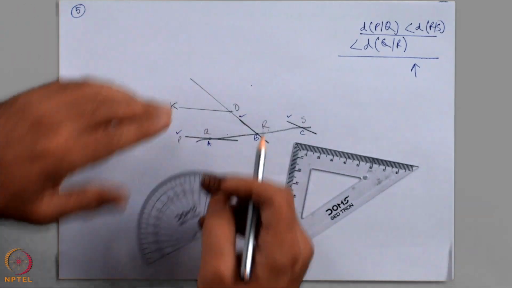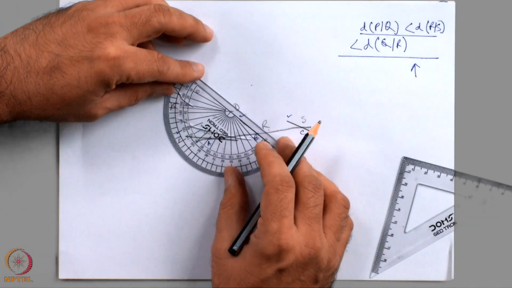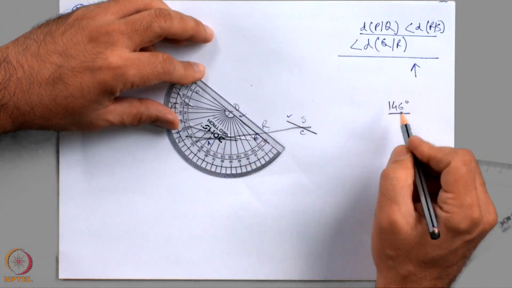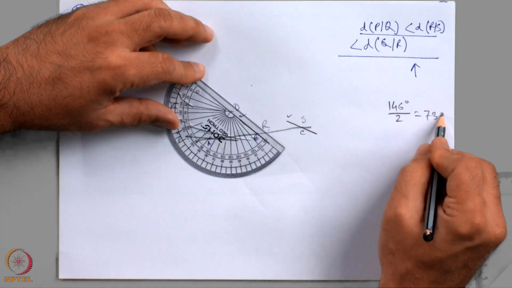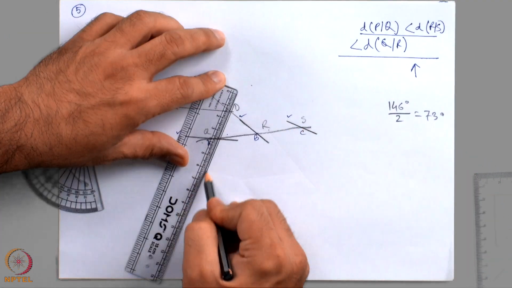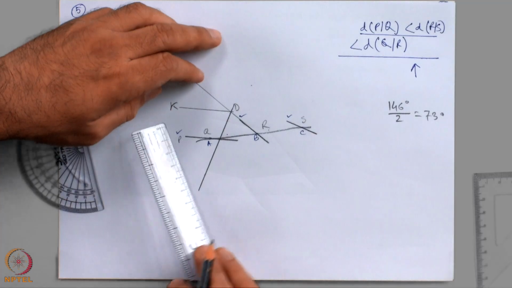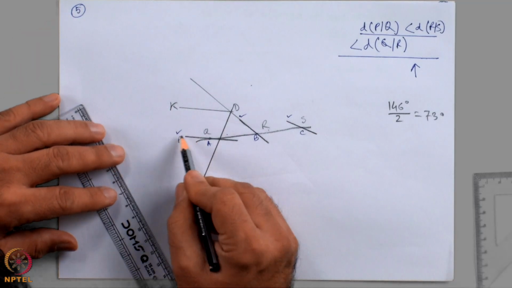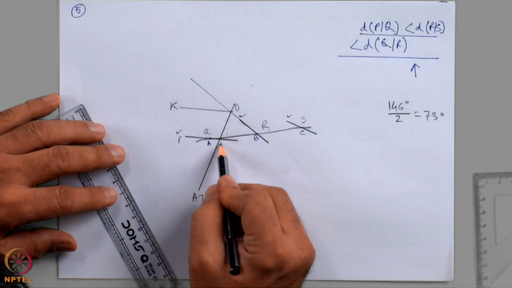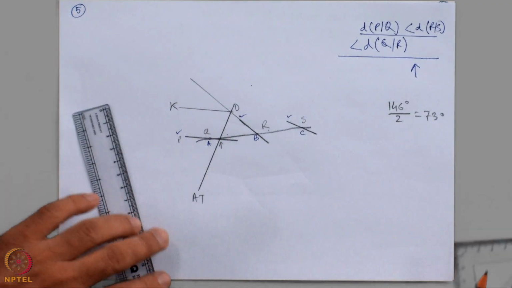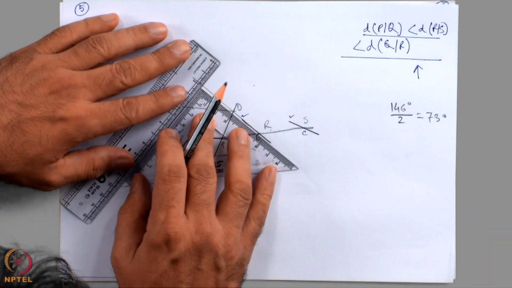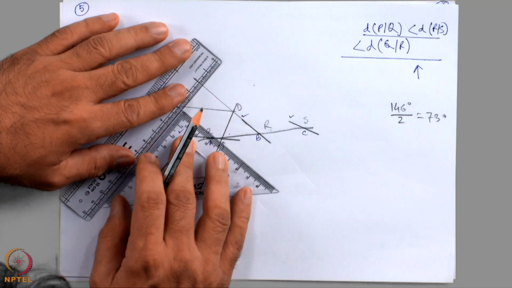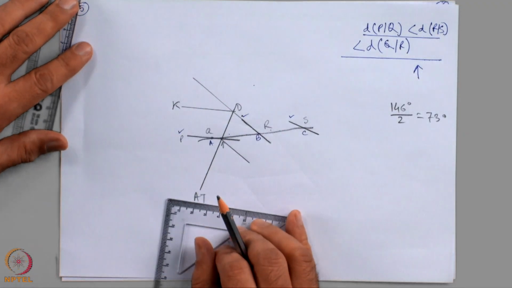How much is angle KDB? Let us find out that one first. 146 degrees, its half is given by 73 degrees. I have drawn that 73 degrees angle. Next, this axial trace intersects the PQ contact over here. From that point I will draw a line parallel to the contact between Q and R. So, this portion of drawing is over.